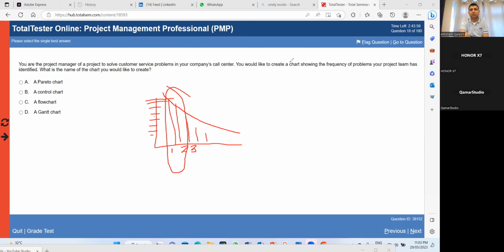It does show you the frequency of the problems your project team has identified. Maybe your team has identified 4 or 5 problems, and the fifth type occurs 2 times, the fourth type occurs 4 times, the third type occurs 7 times, and the first type occurs 8 times. So you just plotted the histogram in descending order. This is the Pareto chart, so it tells you what you are looking for in the question.